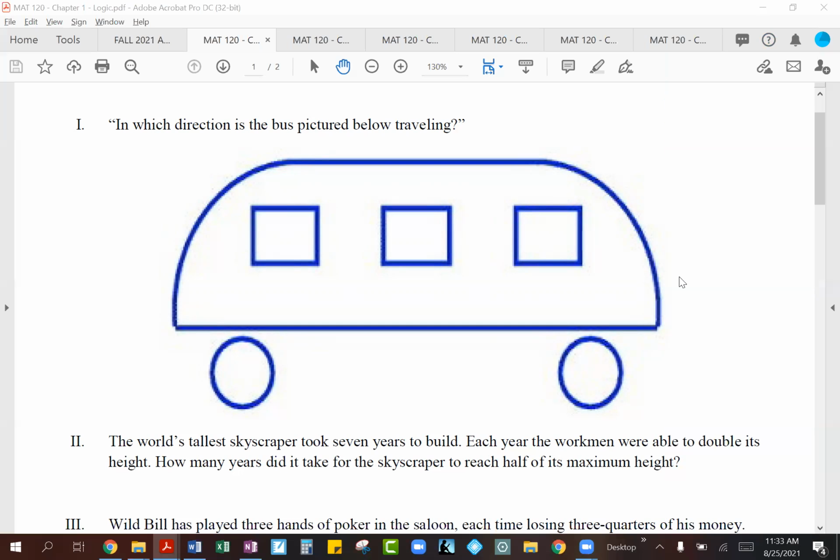So in which direction is the bus traveling? And you guys are answering, is it going to the right or is it going to the left? And then we'll talk about why you picked your answer. All right, so make sure you're getting ready to type your answer in. And go ahead and send your answers in, guys.